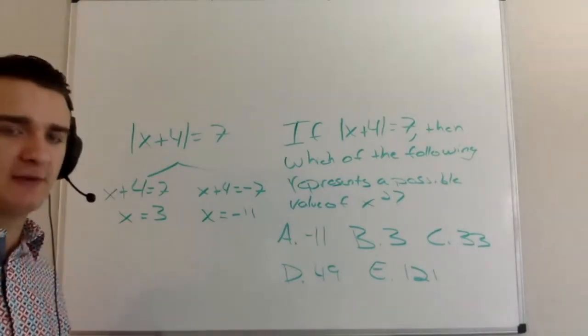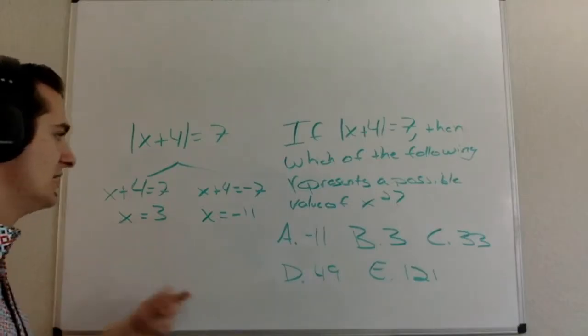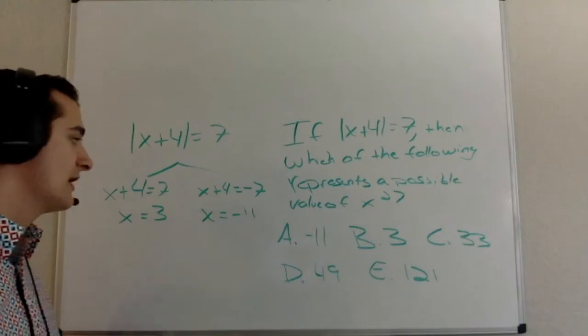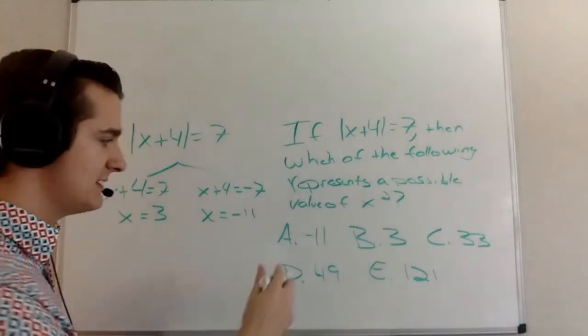And for this question, from here you'd square it. x squared could be equal to 9, or x squared could be equal to negative 11 squared, which happens to be 121. So E is going to be the right answer here.